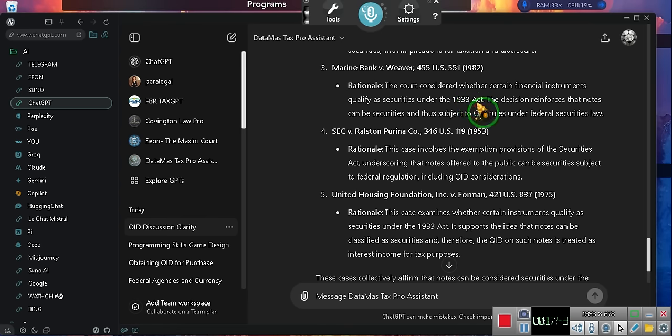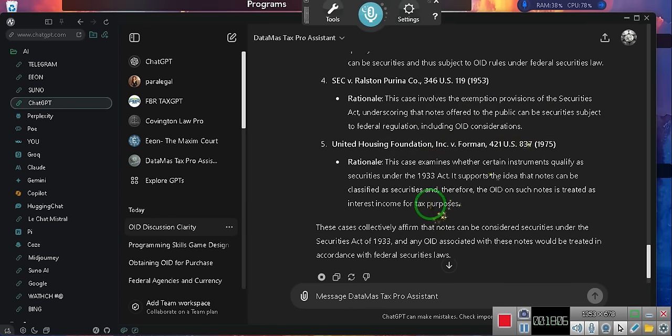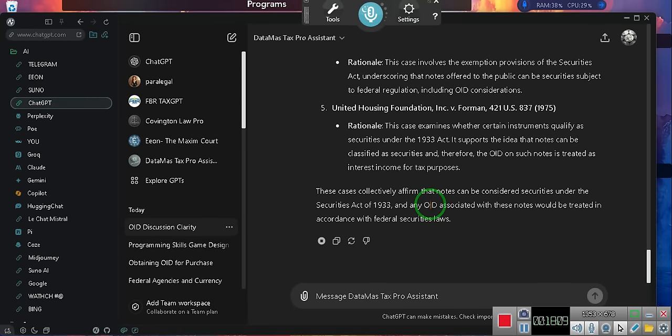4. SEC v. Ralston Purina Co., 346 U.S. 119, 1953. This case involves the exemption provisions of the Securities Act, underscoring that notes offered to the public can be securities subject to federal regulation, including OID considerations. 5. United Housing Foundation, Inc. v. Forman, 421 U.S. 837, 1975. Rationale: This case examines whether certain instruments qualify as securities under the 1933 Act. It supports the idea that notes can be classified as securities and, therefore, the OID on such notes is treated as interest income for tax purposes.